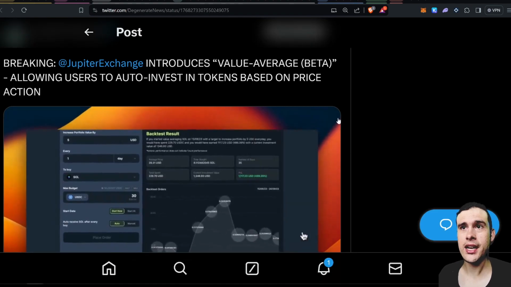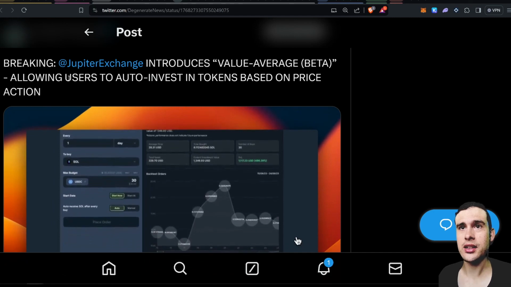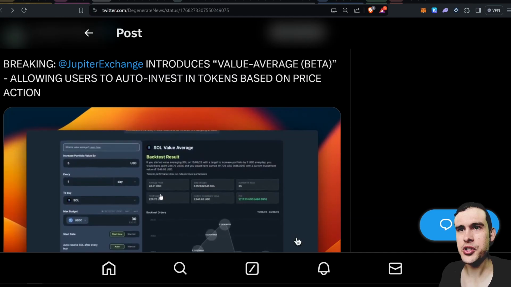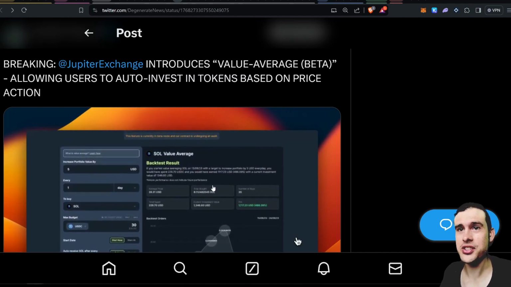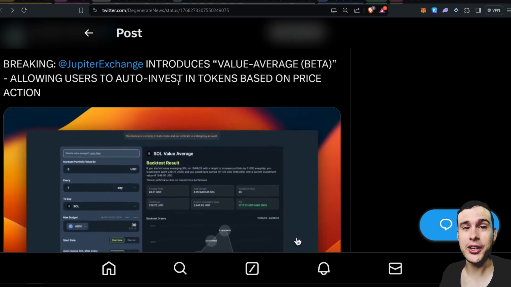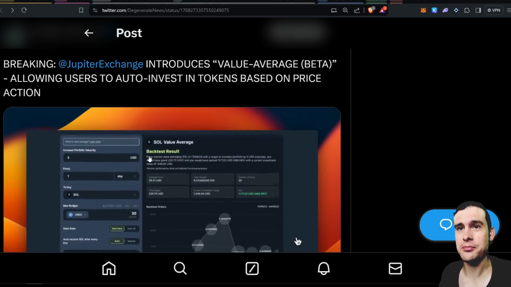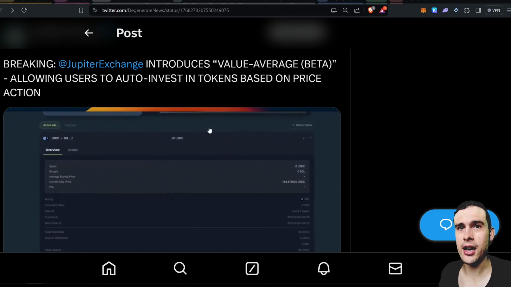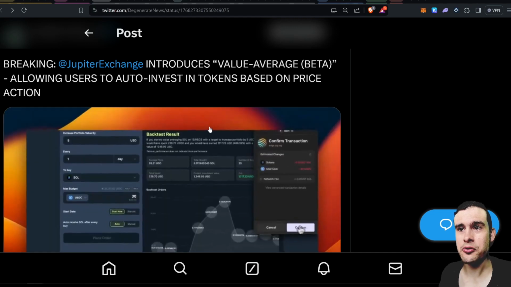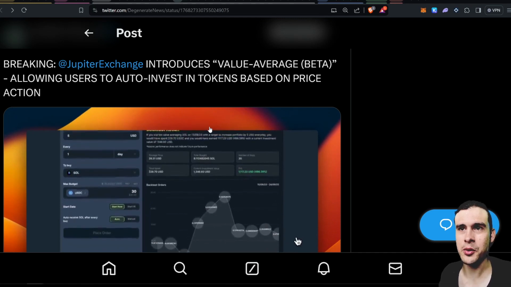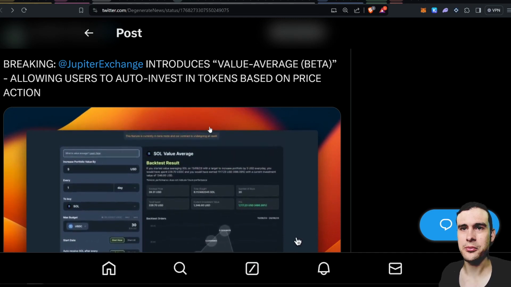Another interesting thing that Jupiter has introduced is the value average beta. So it allows users to auto invest in tokens based on price action. Really cool stuff. It also shows some backtest results, which is really cool. So these guys are just really adding some really cool, powerful tools for traders and adding more value to the Solana ecosystem as a whole, and bringing more traders, I think, in to use Solana in general, because these are some pretty powerful tools like DCA and limit orders and even perps and stuff like that, plus the bridge comparator. These are all incredibly useful tools and just absolutely decimate the usefulness of Uniswap. I mean, Uniswap is a liquidity provisioning tool and a swap platform. Like, what else is there?